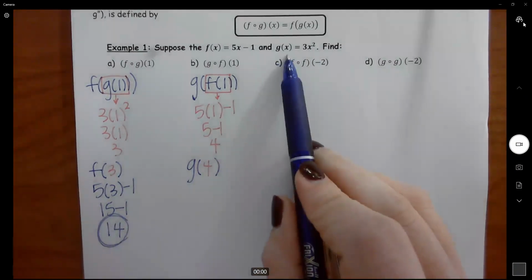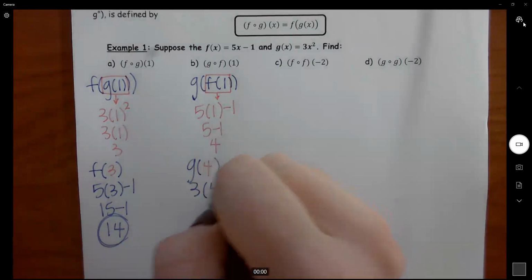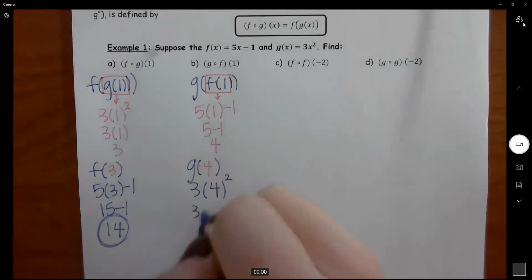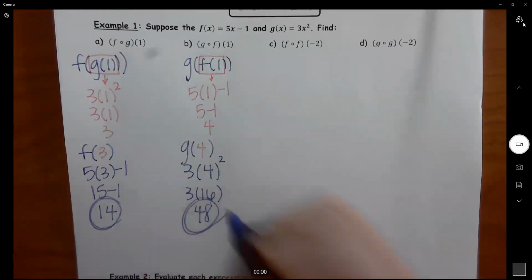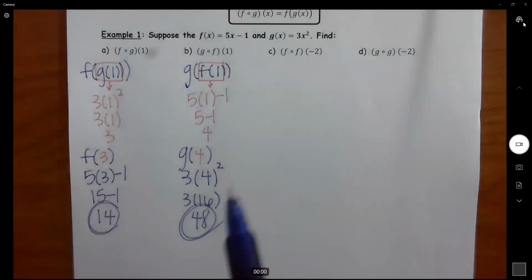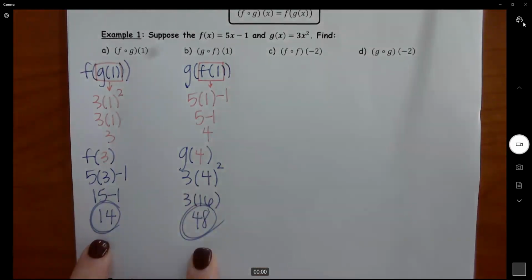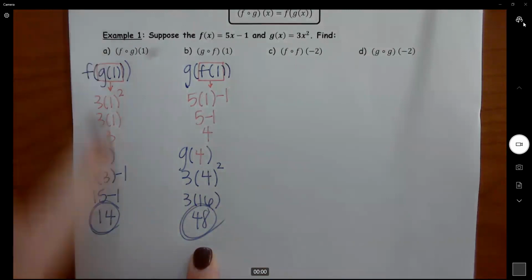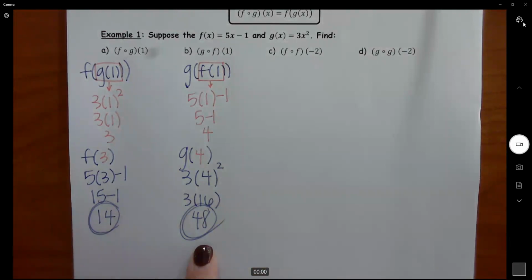And now I'll take my g function and replace this x with a 4. So this is 3 times 4 squared. 4 squared is 16. 3 times 16 gives me 48. A lot of times we look at these and we say, well, they're just in opposite order, but they're still of 1, so they have to be the same thing. These are not the same thing. So just because we found f of g of 1 to be 14, you cannot assume that it's going to be 14 for the opposite order, and in fact, it rarely is.